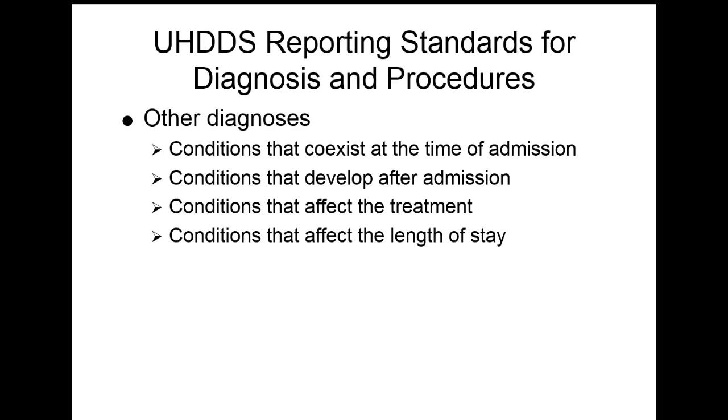And then finally, the fourth example is no procedures were performed related to the principal diagnosis, but procedures were performed for definitive treatment or diagnostic procedures for a secondary diagnosis. And so in this instance, those secondary procedures are coded. There's no procedure for the principal diagnosis, but we do have a secondary diagnosis and a procedure was performed.